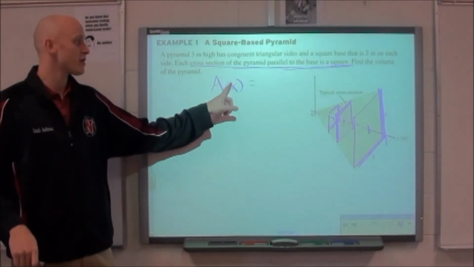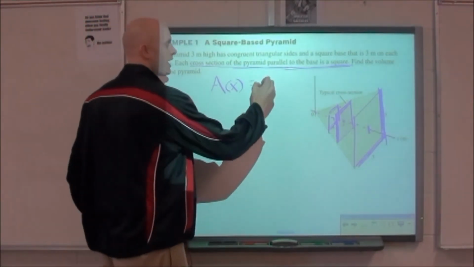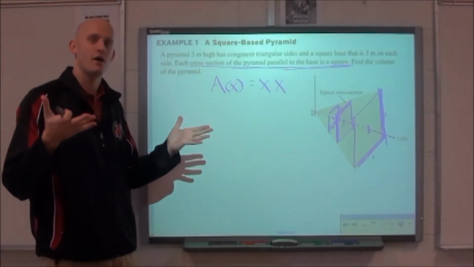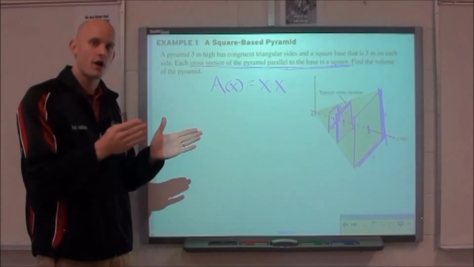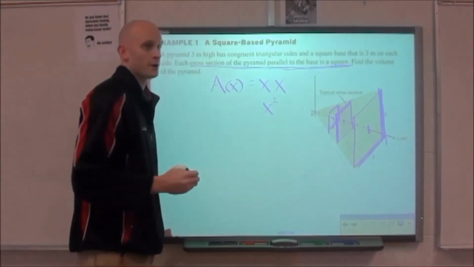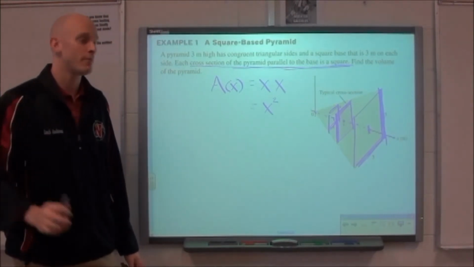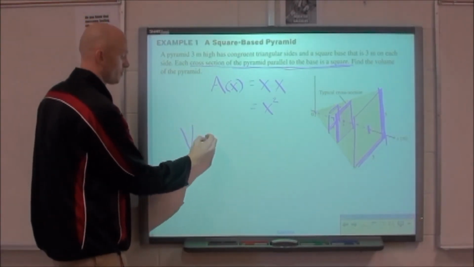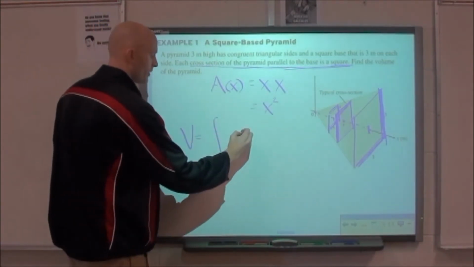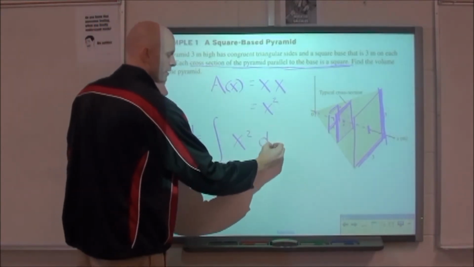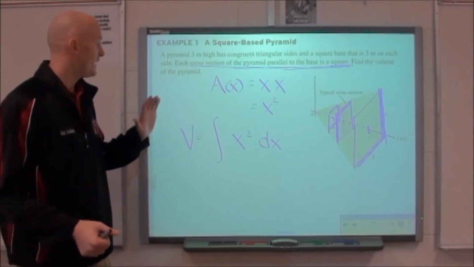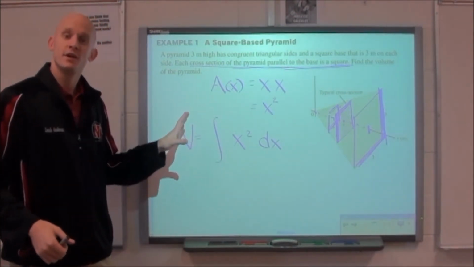So I know the area formula is going to be our x multiplied by our x. That is the area of a cross-section, whatever our x value is. Now that simplifies, as you know, to be x squared. So we've already started the process to find the volume. It's going to be a definite integral. Our area formula is x squared. Don't forget the dx.